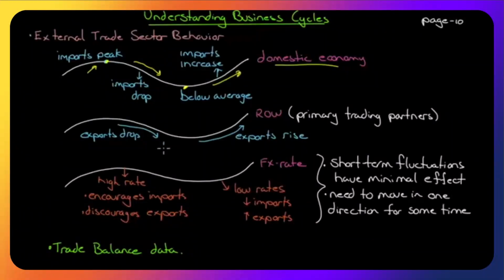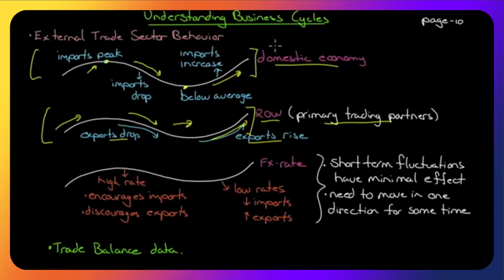For exports, we can't look at our economic conditions. We have to look at rest of the world, ROW. When we say rest of the world, it is pretty much the primary trading partners of an economy. As they do better, our exports do better. As they do worse, our exports will do worse. Here we are coming out of a trough into a recovery. Exports will rise. So this here is a representation of other countries' business cycle. This is a representation of our country's business cycle.